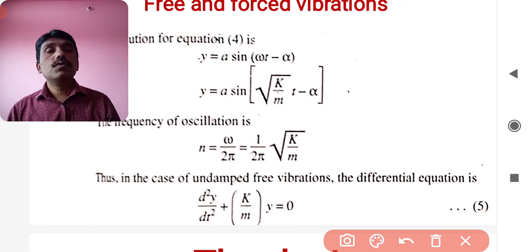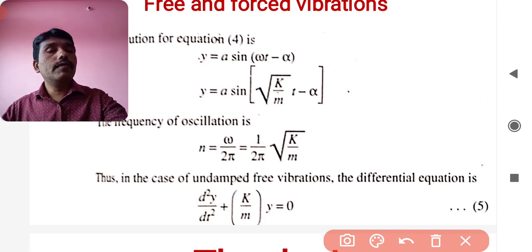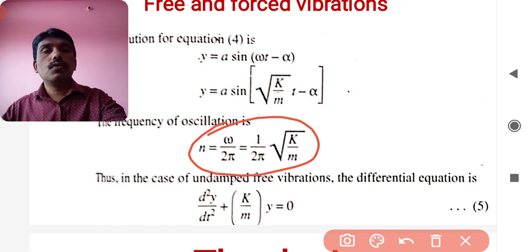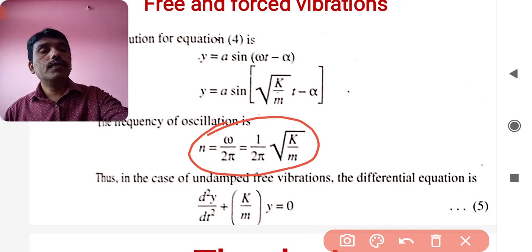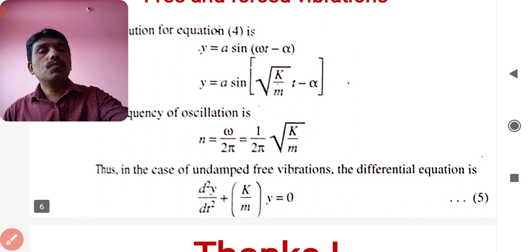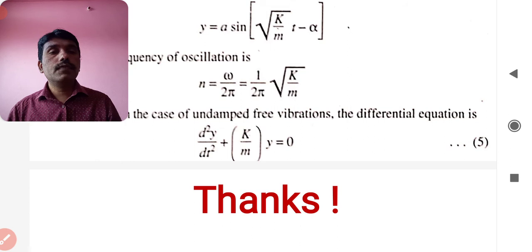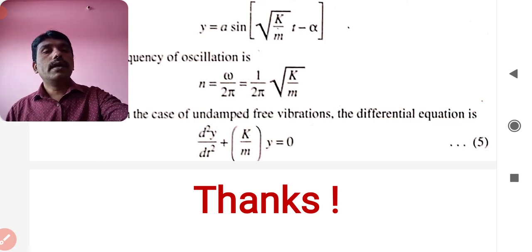There may be a question: what is the frequency of the oscillation for the undamped vibration? At that time you should be aware that n is equal to 1 by twice pi under root of k by m. And these relationships are very important as far as undamped free vibrations are concerned. So moving forward, this is the relationship for the undamped differential equation. We will end this session with the differential equation of the undamped free vibrations, which is d2y by dt square plus k by m into y is equal to 0.